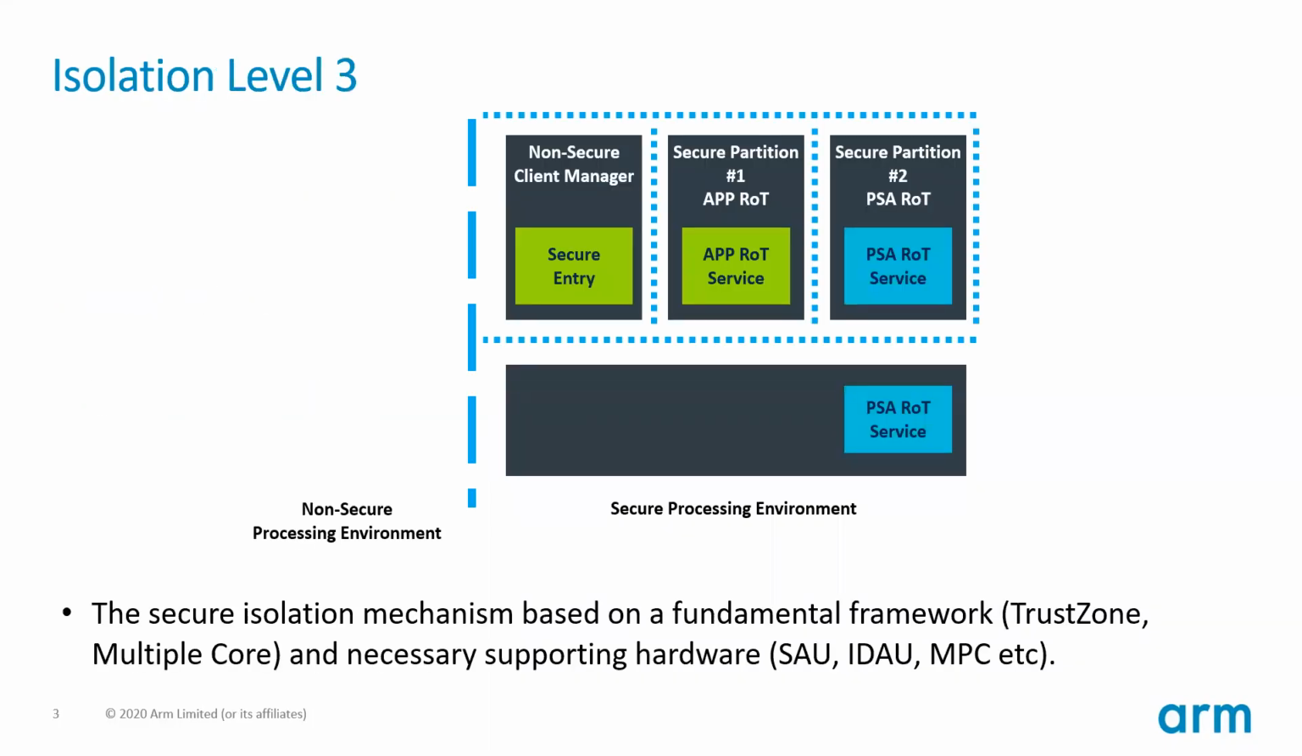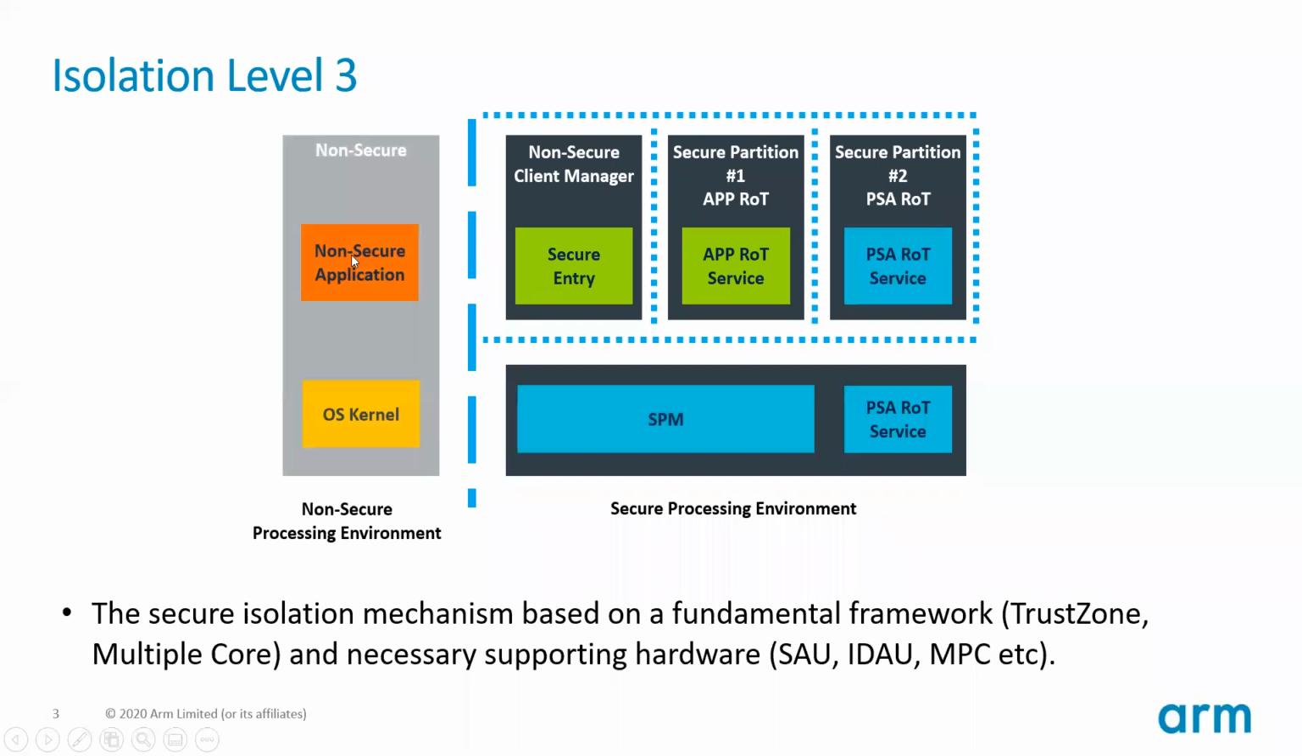Isolation level 3 is introduced in the PSA firmware framework specification. Sorry, I forgot to move the animation. Basically, it means there are isolation boundaries between the secure and non-secure side and between the secure partitions.